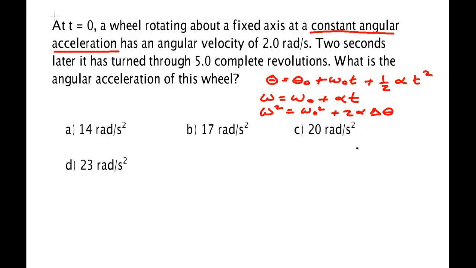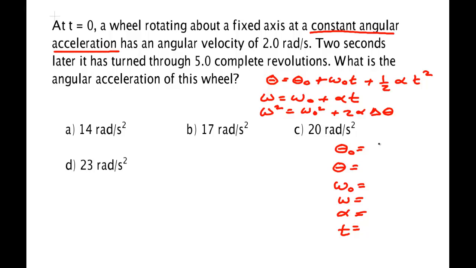I often go through and actually fill out a table just as I do in linear land. I have theta naught, I have theta, I have omega naught, I have omega, I have alpha, and I have time. Just the way I did back in chapter 2.